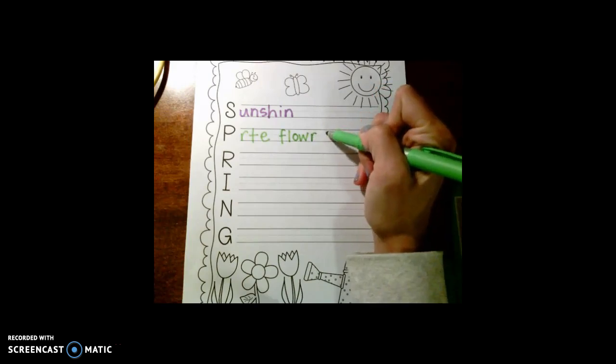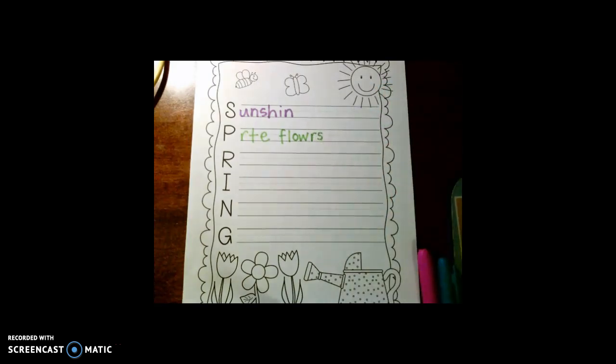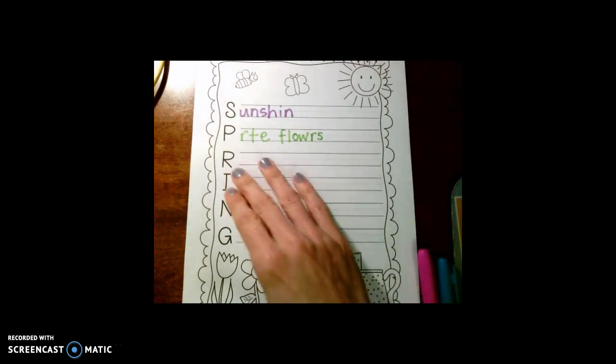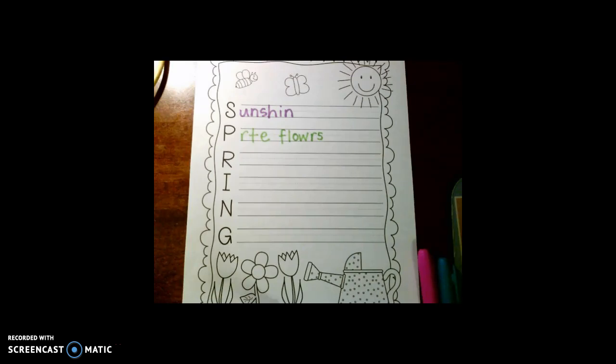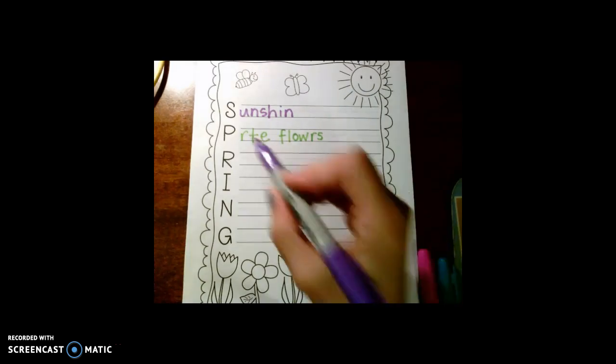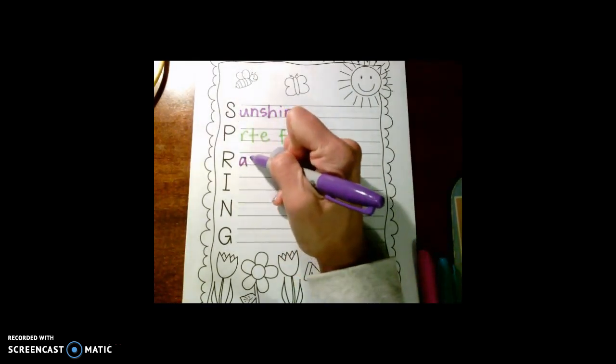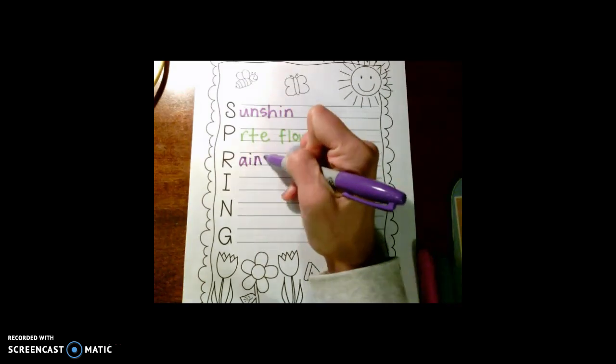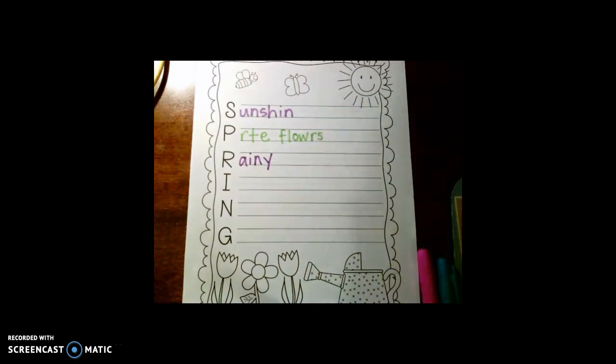Ow-ers, pretty flowers. Alright, I'm going to try one more example, writing a whole longer sentence, because that's an idea that you might want to try also. In this sentence with the letter R, I'm going to write rainy days are here. Rainy. That one's a little tricky. You could ask somebody to copy one down for you so that you can copy it if you want. Some friends like to do that.